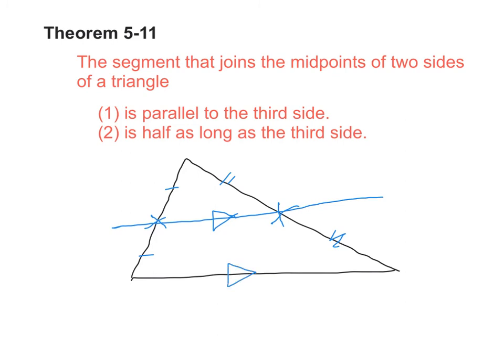It also is saying that AB is half of CD. So 1/2 CD is equal to AB.